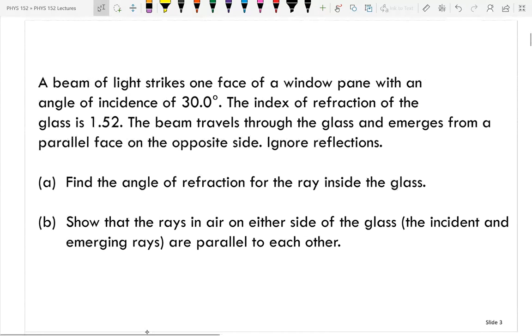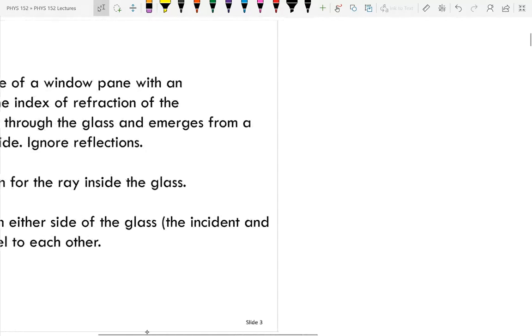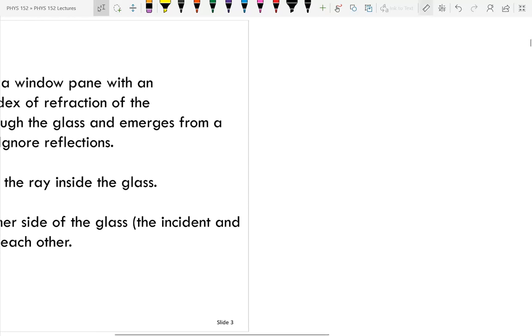All right, let's do a problem and then go on to new material. A beam of light strikes one face of a window pane with an angle of incidence of 30 degrees. The index of refraction of glass is 1.52. The beam travels through the glass and emerges from a parallel face to the opposite side. Ignore reflections. Find the angle of refraction for the ray inside the glass.